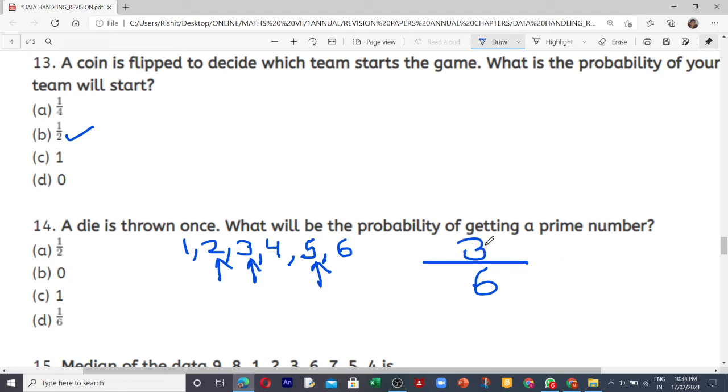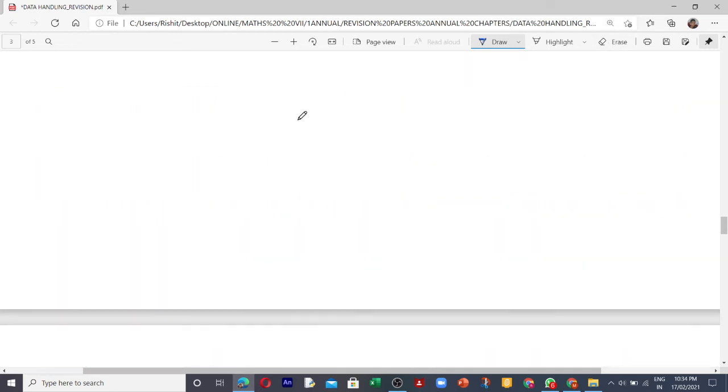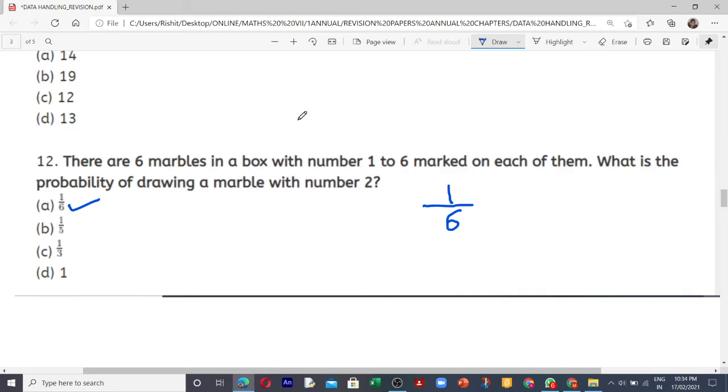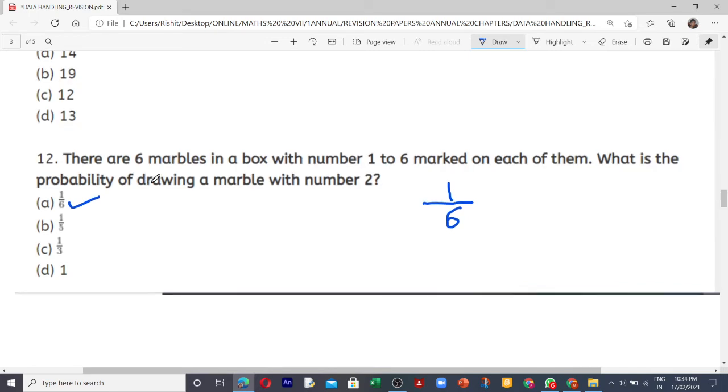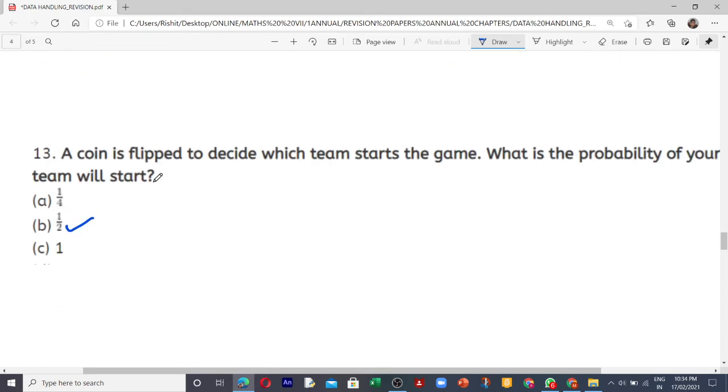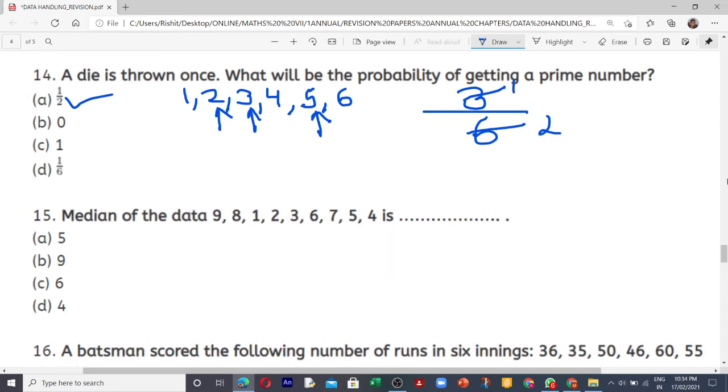So if you cut this, this is 1 and this is 2. So the answer is 1 by 2. This will be the answer. So these questions 13 and 14 you will not do, children. 12 also. 12 is also not in your syllabus. 12, 13 and 14 you will not do.